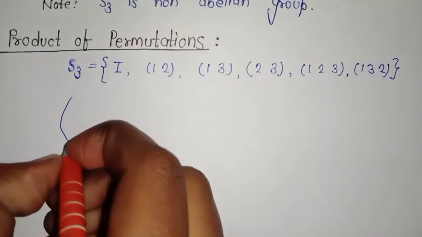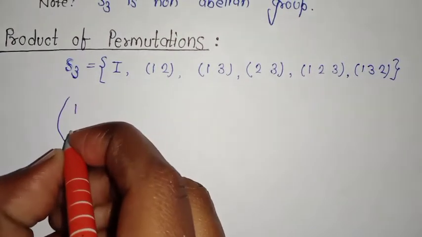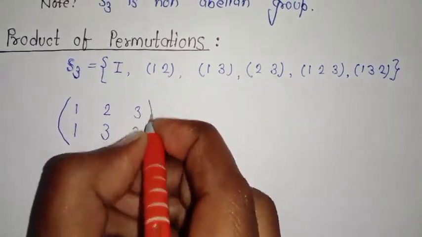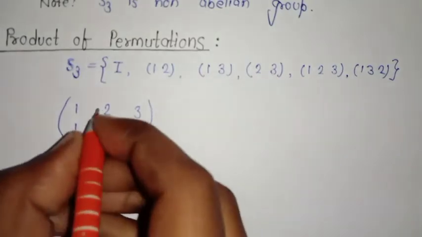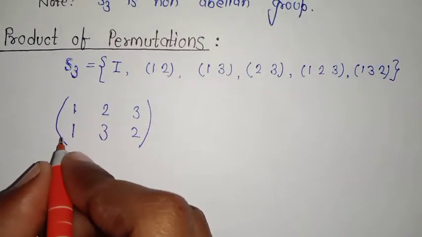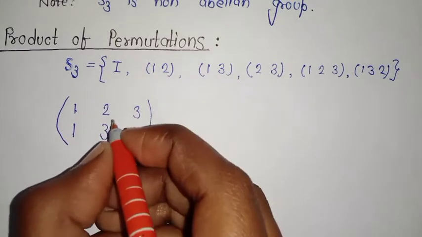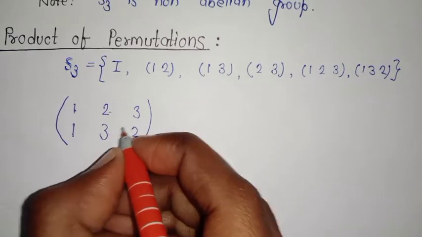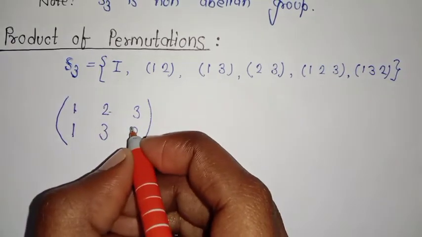So I am writing 2 permutations here. 1 is going to 1, 2 is going to 3, and 3 is going to 2. That is, I am taking (2 3). If we see this, then 1 is going to 1, that is, we are getting a cycle of length 1, and there is no need to write this. And this is the cycle of length 2, in which 2 is going to 3 and 3 is going to 2.